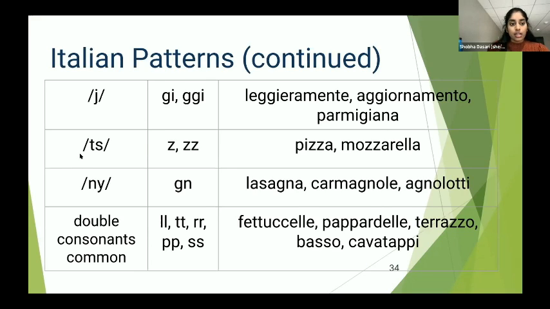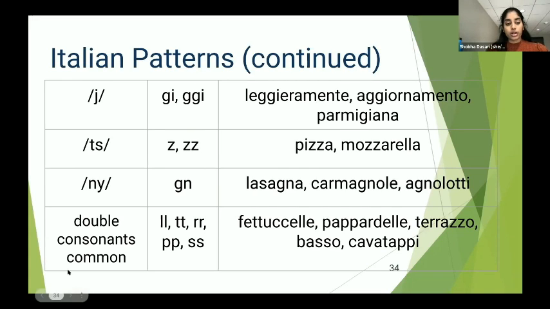So next language pattern is the ts sound, which can be spelled with a Z or a ZZ. And so pizza is a very common word that we all say that has the ZZ sound. Mozzarella is the example I used at the beginning, but also has that ZZ sound. And then nya, which is the N plus Y sound, is spelled with the GN in Italian. And so examples of this would be lasagna, carmagnole, and agnolotti.